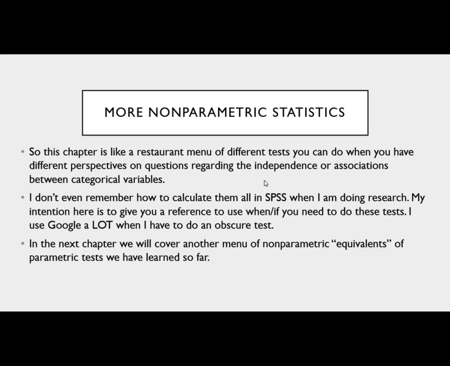when you have different perspectives on questions regarding the independence or associations between categorical variables. I don't even remember how to calculate them all in SPSS when I'm doing my own research. My intention here is to give you a reference to use when or if you need to do these tests. I Google a lot, and when I have to do an obscure test, I sometimes forget which one is which. I'm not lying. I don't always memorize these things, and so I have to go and check.